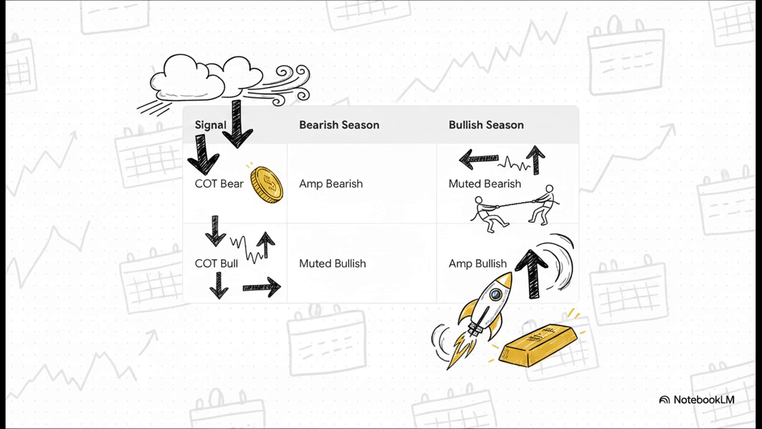But now, look at the top right, a bearish COT signal during a bullish season, like October. That is a muted bearish signal. The physical demand is a massive headwind actively fighting your paper short. Down at the bottom right, bullish COT plus bullish seasonality equals amplified bullish. You only want to go to your maximum conviction size when the paper players and the physical calendar totally agree.